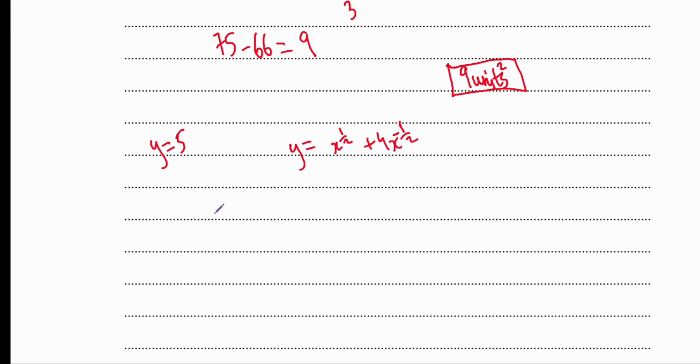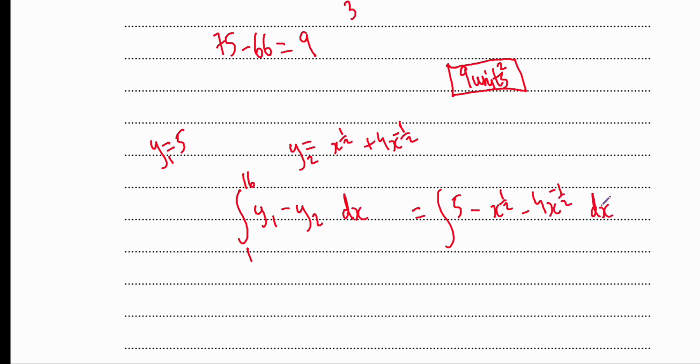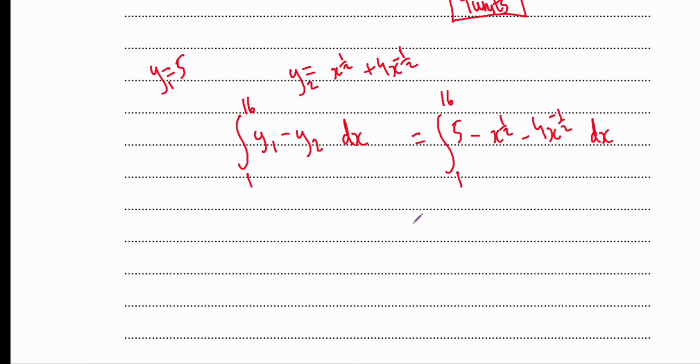So if I want to find the area and that's the difference, well, let's call this y1, let's call this y2. I can just do the integral of y1 minus y2 with respect to x between 16 and 1. And let's see if that gives us the same answer. So we would have the integral of 5 minus x to the half minus 4x to the negative a half with respect to x between 16 and 1. And you shouldn't be surprised when we get the same answer, because of course we'll get the same answer.